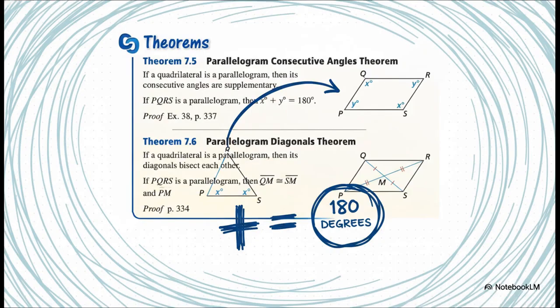And here's our third key tool. This one deals with consecutive angles, which just means any two angles that are right next to each other. The rule says they are supplementary, which is just a fancy way of saying they will always add up to a perfect 180 degrees.